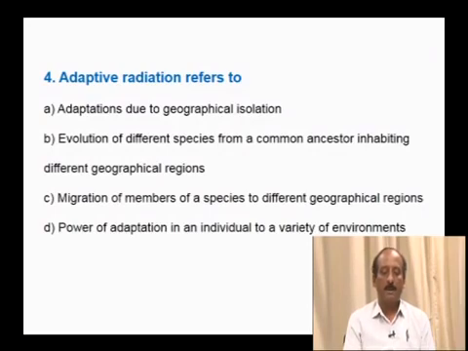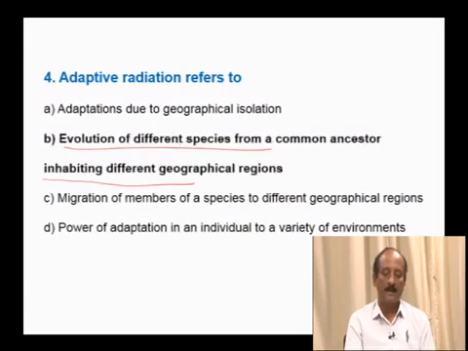According to the adaptive radiation definition, we know that the evolution of different species from a common ancestor inhabiting different geographical areas is called adaptive radiation. And I also told you that examples of adaptive radiation are Darwin's finches and the marsupials of Australia.